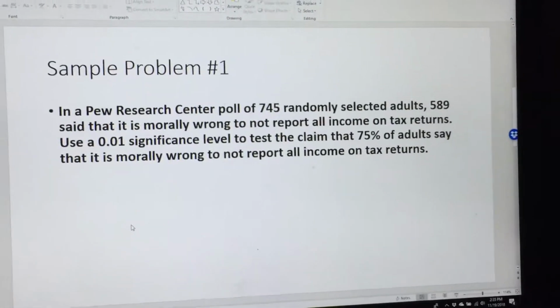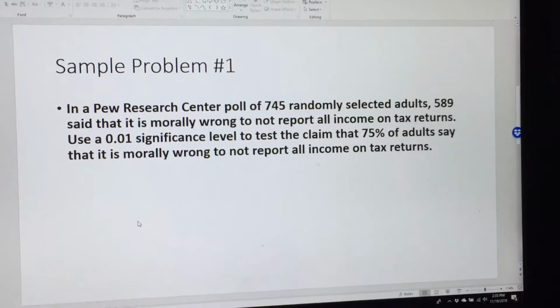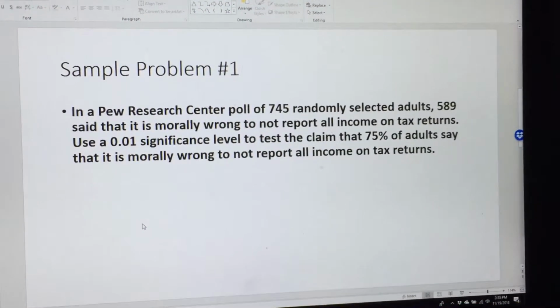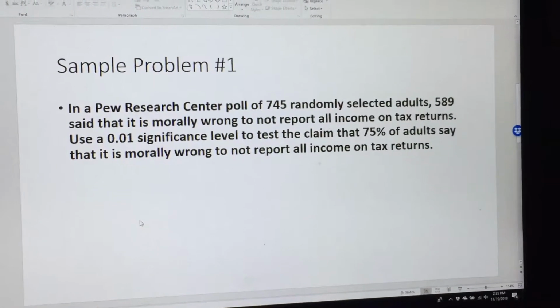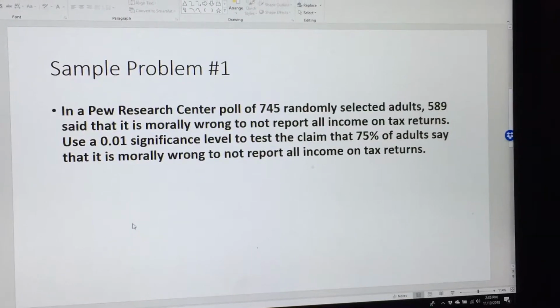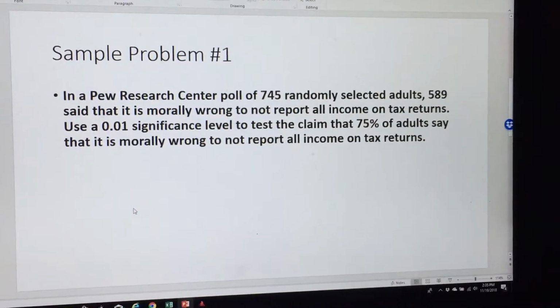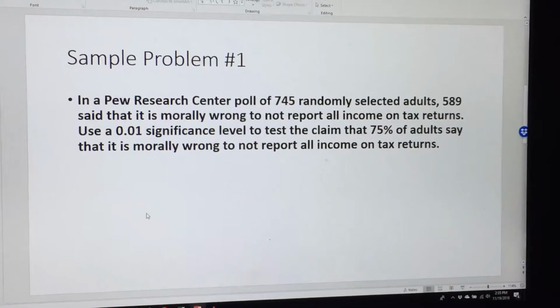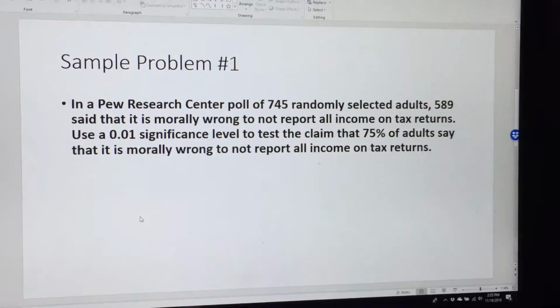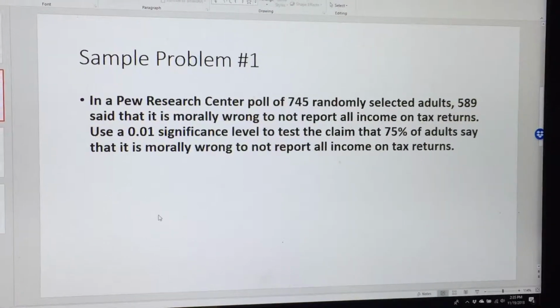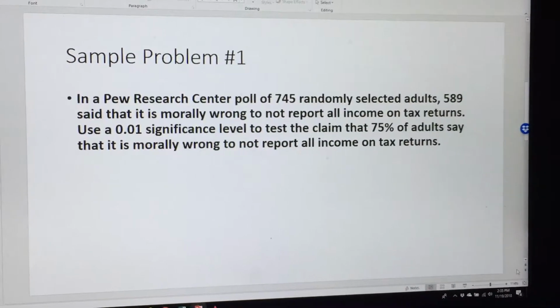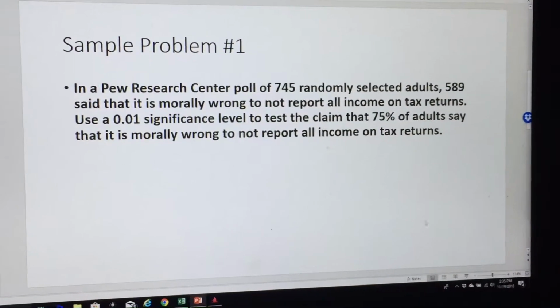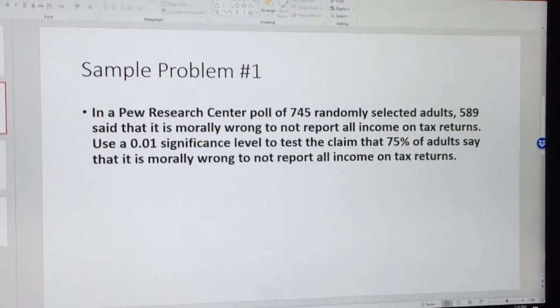Okay? So here we're going to be testing a claim about a proportion. And I know that because here I'm told that the claim is 75% of adults. That's the claim. So here I'm given a percentage, so I know I'm going to be testing a claim about a population proportion here. So here we're going to go to StatDisk.